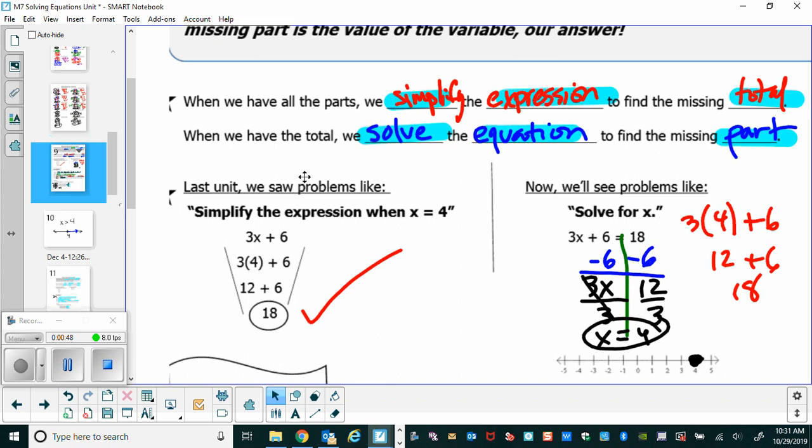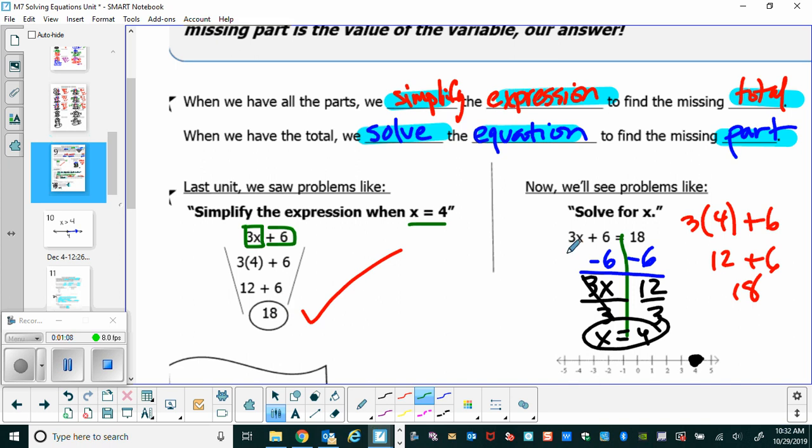So, in our last unit, you had all the parts. You had a two-term expression. I want to remind you guys with some vocab. This is a term, and this is a term. You had a coefficient and a variable, and you have a constant. You also have the value of the variable, and you plug it in. 3 times 4 was the 12. And now when we add our two terms together, we get an 18.